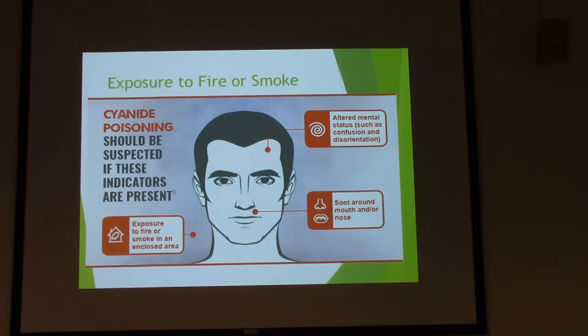Some of the signs and symptoms: altered mental status, confusion, disorientation, not really understanding what's going on. You might see some soot around the mouth, which might indicate some type of burn injuries to the mouth or nose. And then they've been in an enclosed area where they've inhaled smoke.